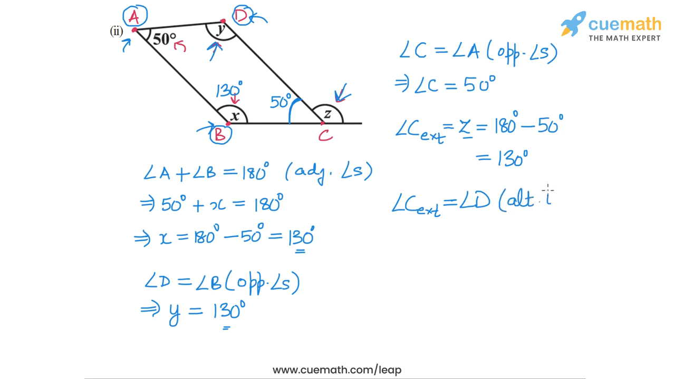So they are alternate interior angles, and this directly gives us the exterior angle at C, which is Z, equal to the angle at D, which is Y, which we have calculated as 130 degrees. So you can calculate Z in either of these ways. So the answer for this part is the value of X is 130 degrees, the value of Y is 130 degrees, and the value of Z is also 130 degrees. And this completes part 2.